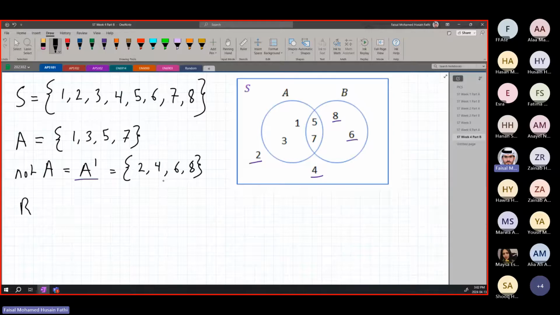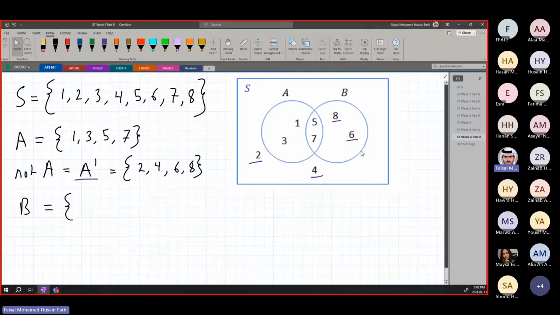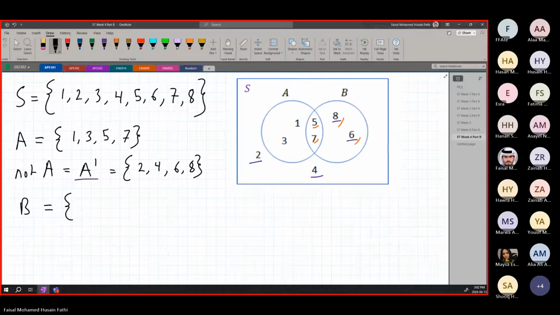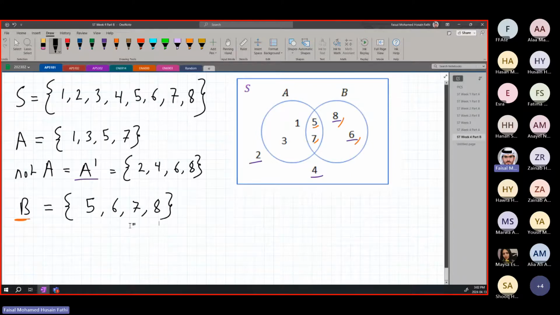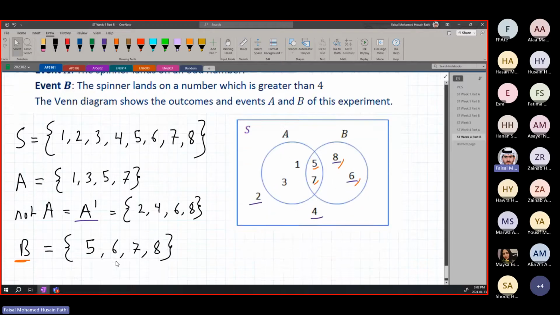Now, event B, what is event B? Event B is everything inside of B, which is 5, 7, 8, and 6. So event B is 5, 6, 7, 8. Remember, these are all the numbers that are larger than 4. So it's 5, 6, 7, 8.